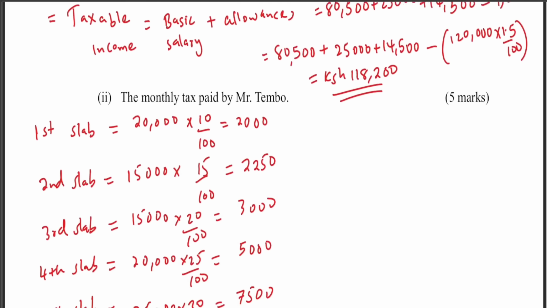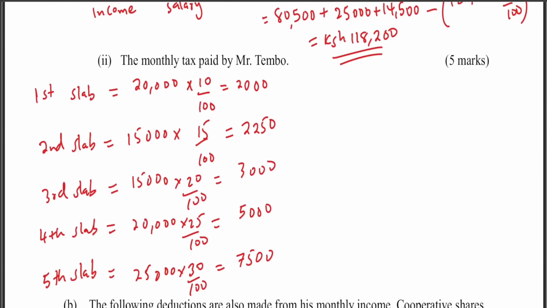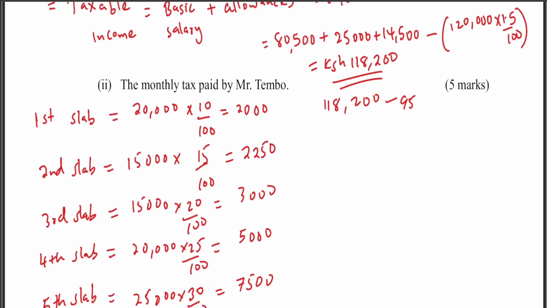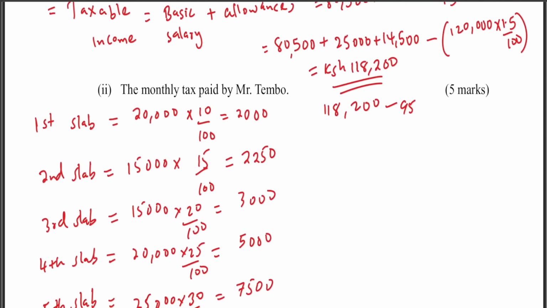So basically you'll take 118,200 to find the sixth slab. 118,200 minus 95,000, and let's see how much it gives you. It should give you 23,200. So in the last slab, it gives you 23,200.